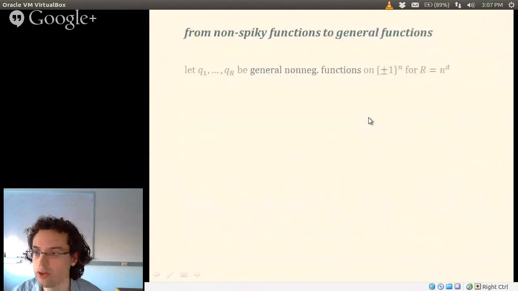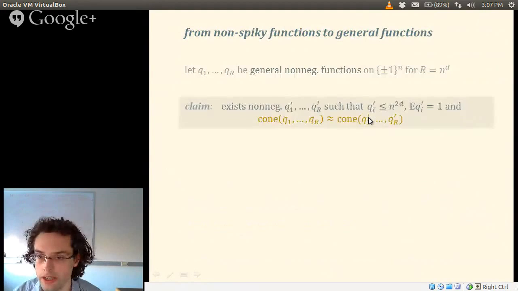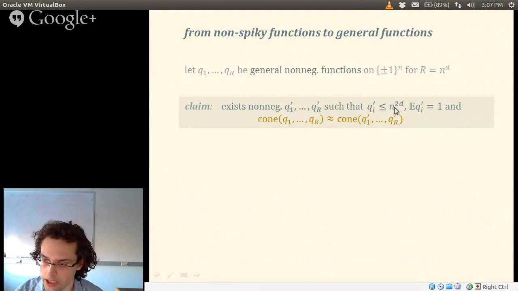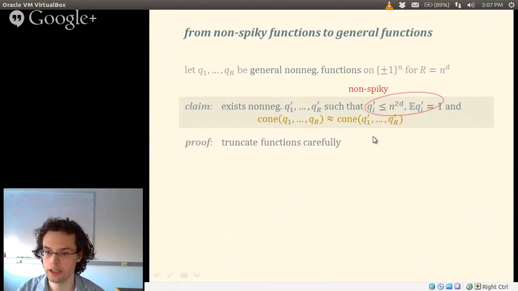Okay, so now how to go from non-spiky functions to general functions. The general claim is that if you have general non-negative functions, then you can find non-spiky functions, with the spikiness being at most n to the d roughly more than the average. This corresponds to t being roughly d times log n, which is pretty small. And these new functions generate roughly the same cone. Here the approximation has to use the correct measure, so this part is a little bit subtle, but the idea is very simple: it's just to truncate the functions carefully.